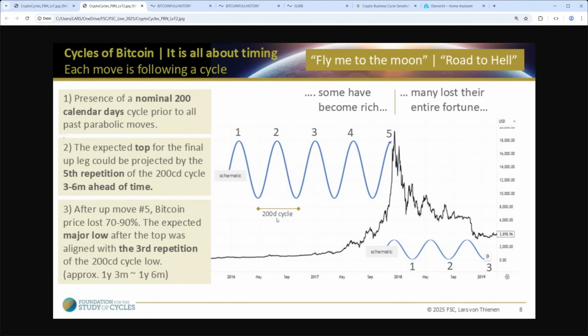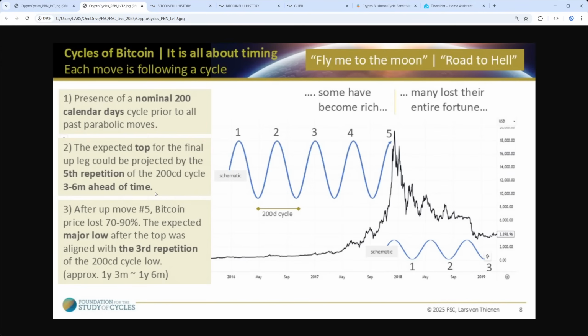And this cycle is visible in each of those parabolic up moves I've just shown you, at that time prior to the 5th repetition. So you can always identify this cycle 3 to 6 months ahead of time. So it's nothing you can only see after the fact. That cycle is visible before the final top in this 5th repetition arrives.